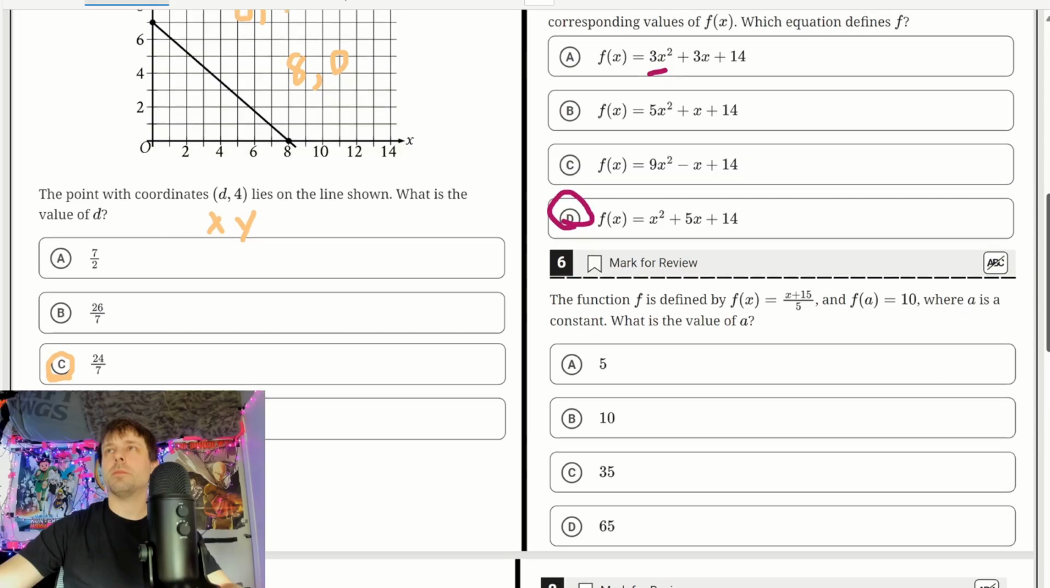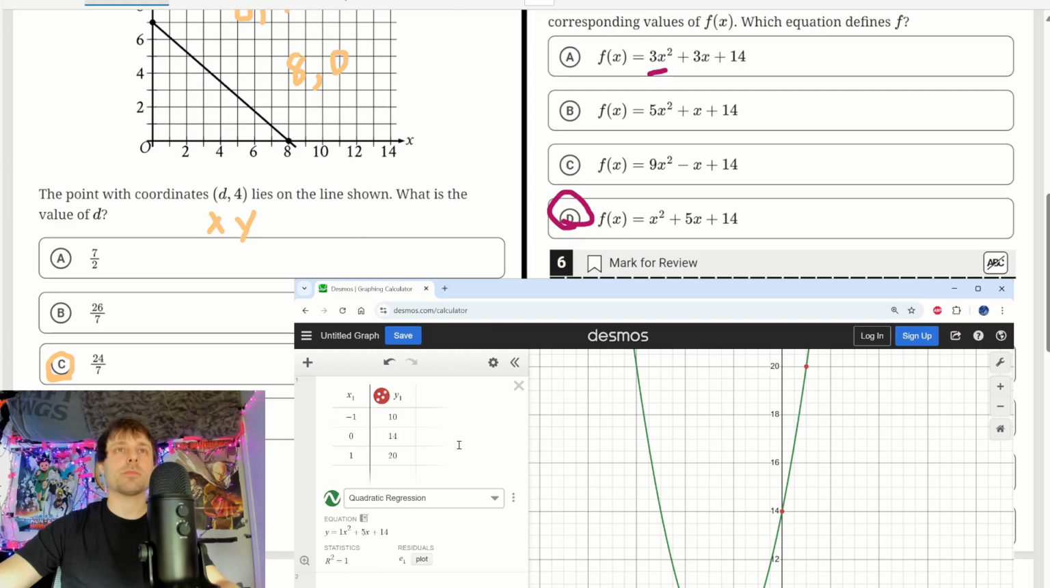Looking down at number 6, let's see what we got. F of x is equal to this. F of a is equal to 10. Okay, so again, I'm going to plug this into Desmos as well. We're going to try to do as much on Desmos as we can to minimize our mistakes.